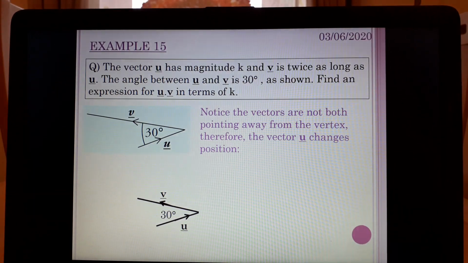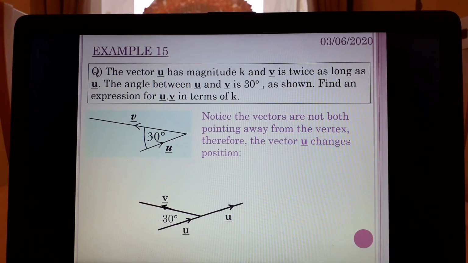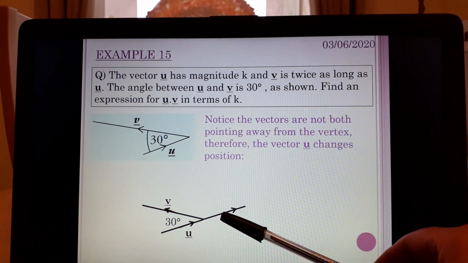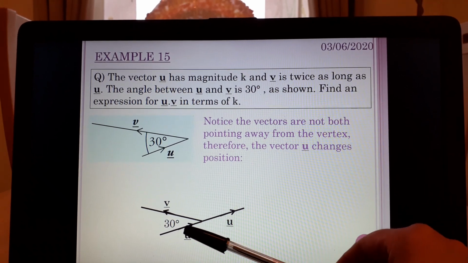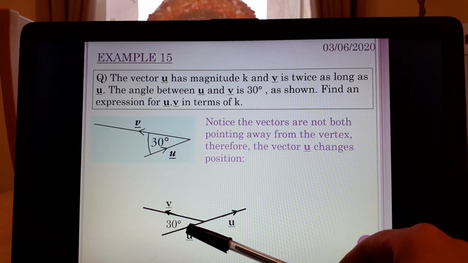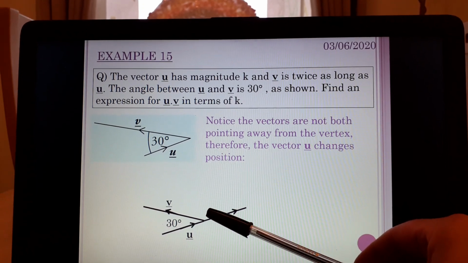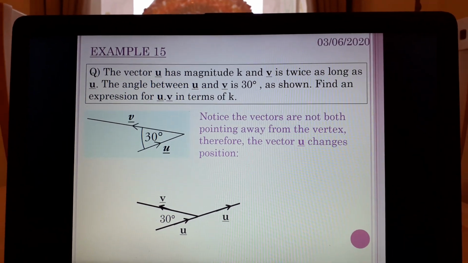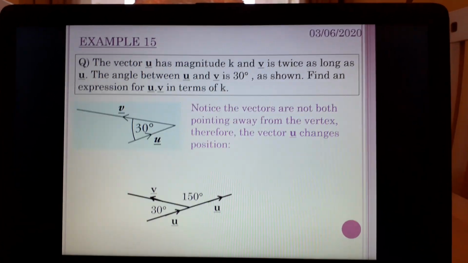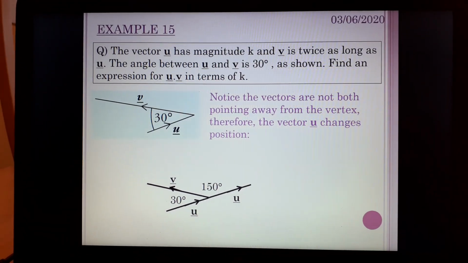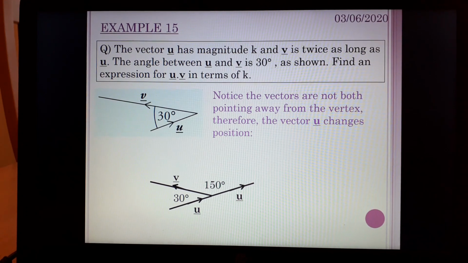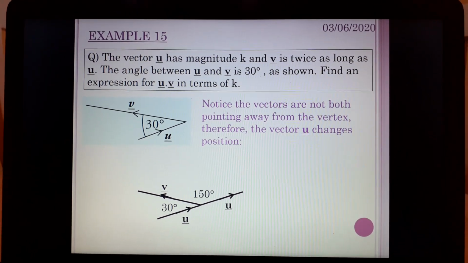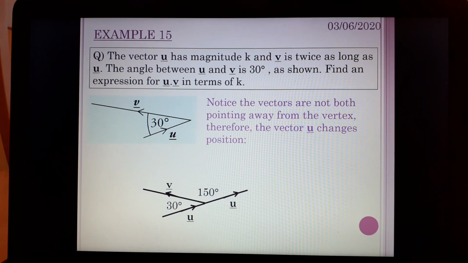So instead of the vectors being in that position there, we just move the vector u from there to there, lift it and move it to there. But because that's now a straight line that has created, those two angles there are 180 when they're added together. So 180 minus 30 leaves you with a 50. So the actual angle that we're going to be using here is 50 when they're both pointing away from the vertex. So be very, very careful when you have to move the position of vectors in order to get them in the right place, pointing away from the vertex.